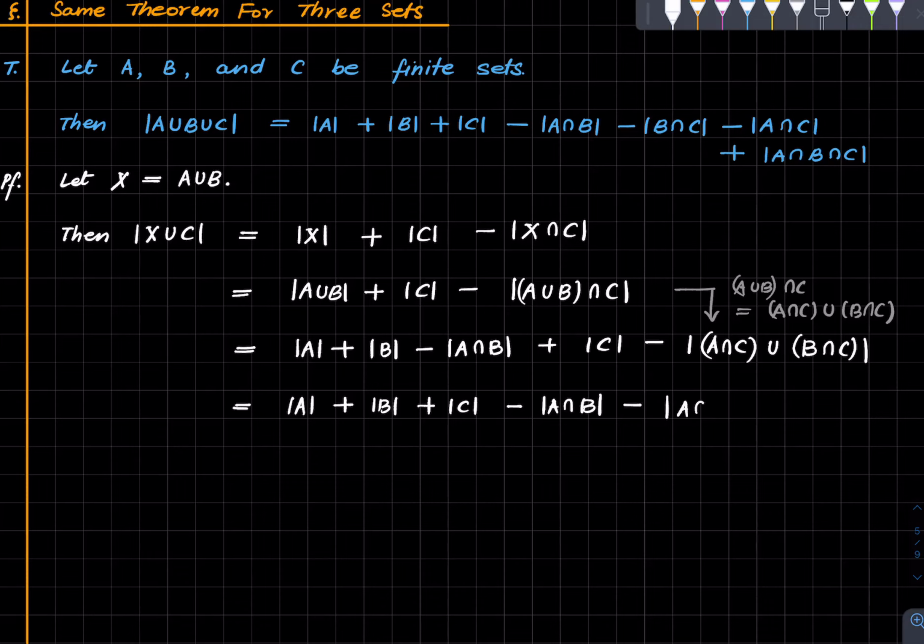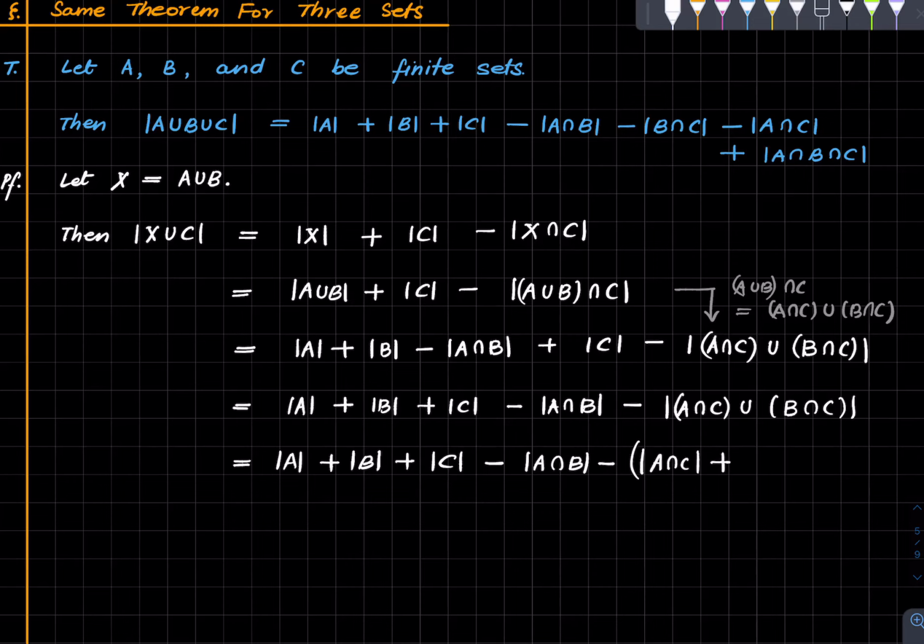And here again, we will use this formula for the cardinality of a union. So finally, this is cardinality of A, cardinality of B, cardinality of C, minus the cardinality of A intersection C, plus the cardinality of B intersection C, minus the cardinality of the intersection of these two, but that is A intersection B intersection C. So ultimately, it is what we were trying to prove.